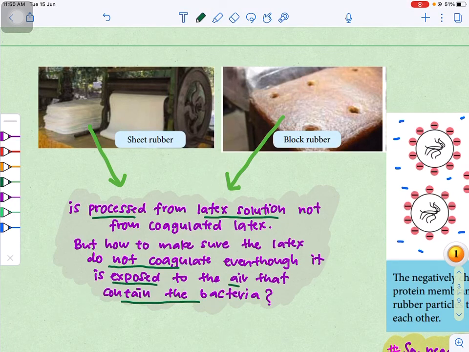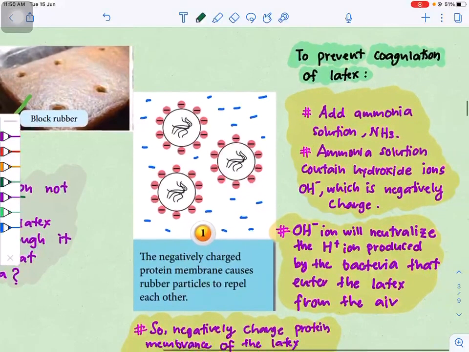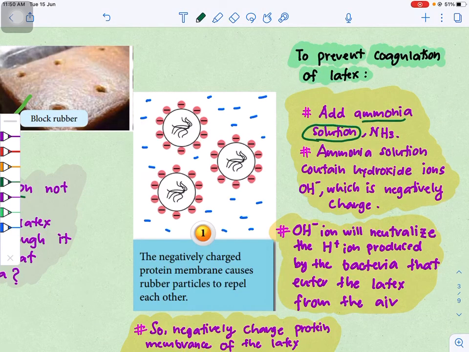What is the substance that we can add to make sure the rubber particles keep negative? Kalau nak coagulate, kita tambah acid. Kalau nak prevent coagulate, lawan kepada acid. So lawan kepada acid adalah alkali. So what we use, we can add ammonia solution. Make sure you write down the word solution here. Sebab kita bukan tambah gas, kita tambah ammonia in liquid form. So what is ammonia solution?